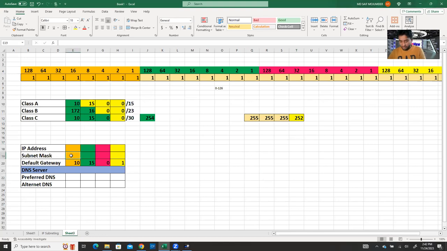Okay, so we found our 255.255.255. We understand how we got this number, right? It can be 0, or it can be 128, or 192, or 152, whatever. So we learned the gateway and subnet mask, and now the DNS, preferred DNS and alternate DNS. I need to explain a little bit.